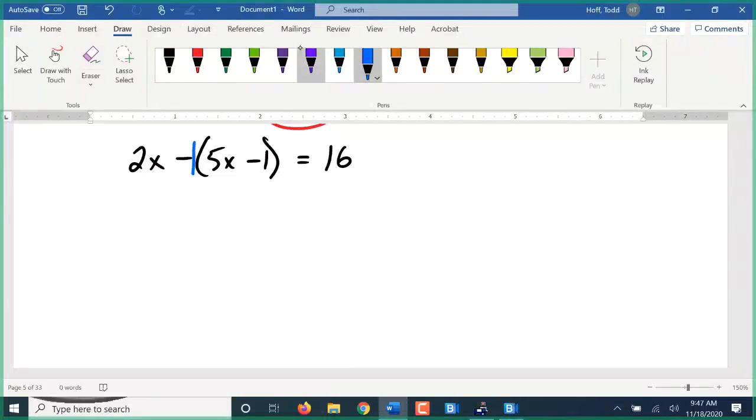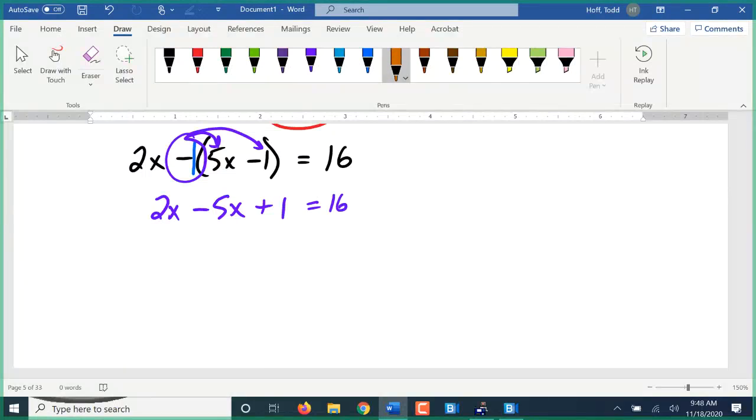So let's do it that way. So here, we need to combine on the left side. Nothing to do in the parentheses, so we're going to multiply by the negative 1. I'm just going to bring down the 2x. Negative 1 times 5x is a negative 5x. And negative 1 times negative 1 is a positive 1. I can still combine on the left side there. 2x and negative 5x makes negative 3x. So still have the plus 1 equals 16.